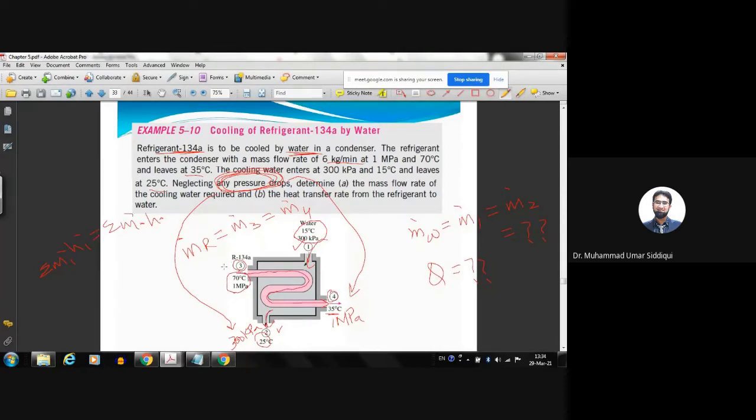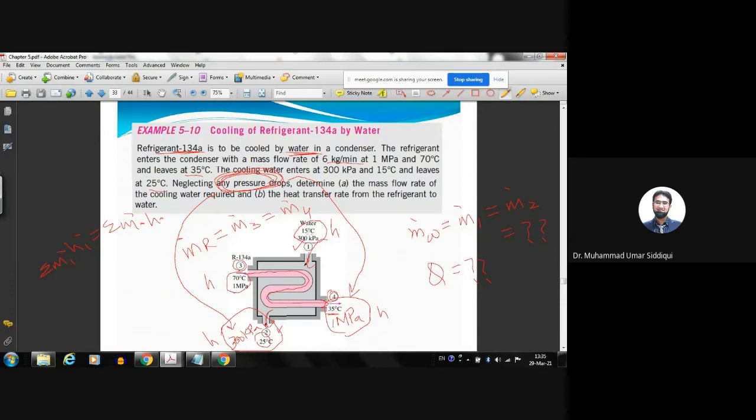Let's talk about enthalpy, because we know the temperature and pressure at all points. Here we know the temperature and pressure, so we can find enthalpy here. We also know temperature and pressure here, so we can find enthalpy here, and also here. So we can find enthalpy at all 4 points, because at all 4 points we know the temperatures and pressures.